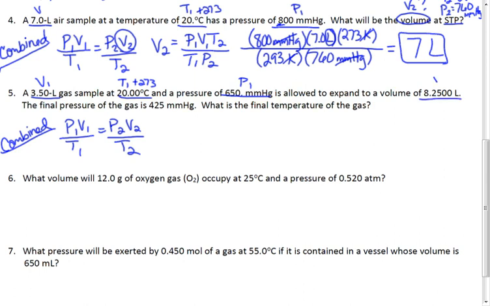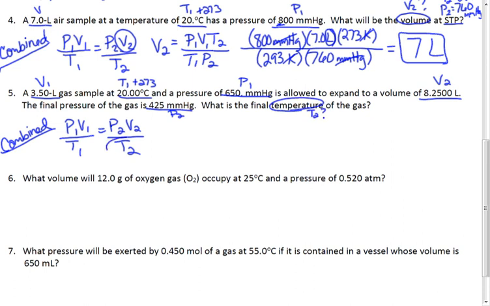It expands to that volume, so that's V2. Make sure they're both in liters. They are. They could be in milliliters, but they'd both have to be in milliliters. The final pressure is 425. That's the same pressure unit we had in the other one, so that's good. What is the final temperature? So T2 is what we're trying to find.